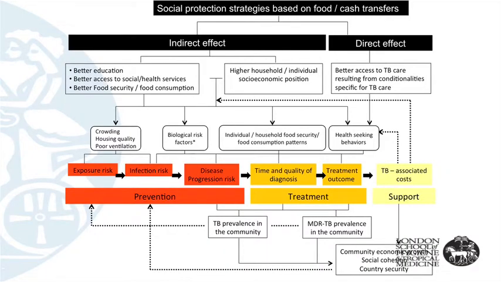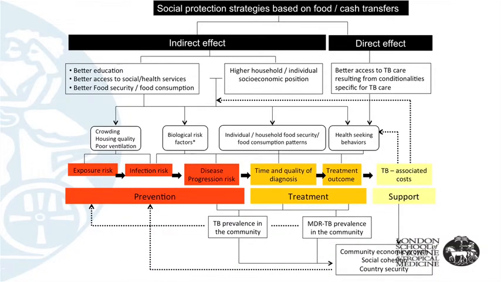But how can social protection, and specifically cash transfer, act? Consistent with what we know for HIV and AIDS, we have conceptualized this effect as an impact on TB prevention, TB treatment, and TB support, by which I mean mitigation of catastrophic cost. We can assume that social protection strategies based on food and cash transfer can have an impact on these TB outcomes, either indirectly by acting on distal factors, including socioeconomic position, education, and food security, or directly if we impose some conditionalities related to TB, like completing treatment or completing chemoprophylaxis.